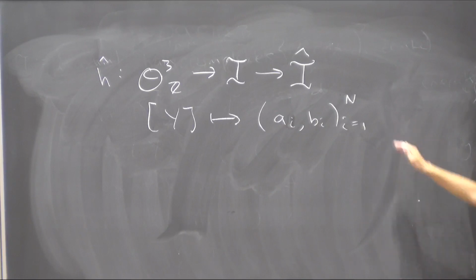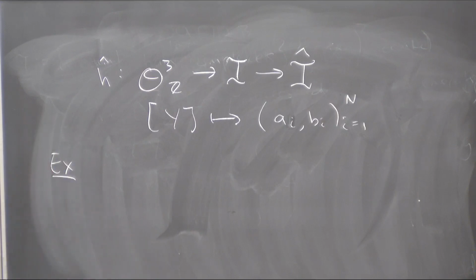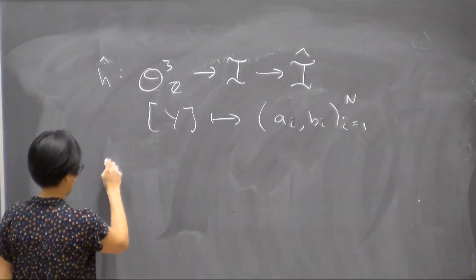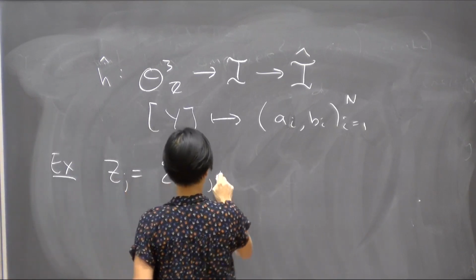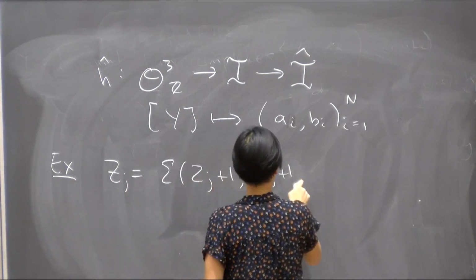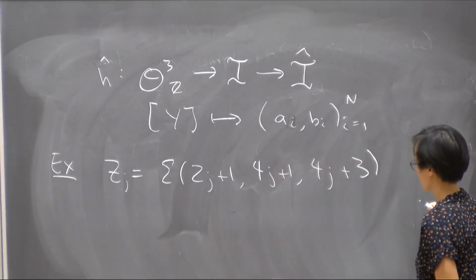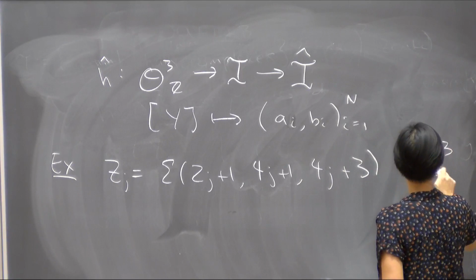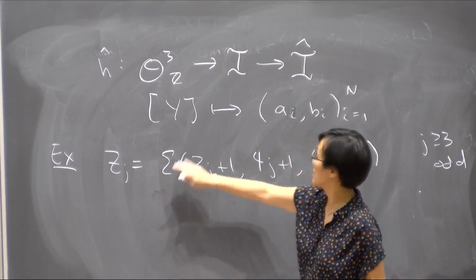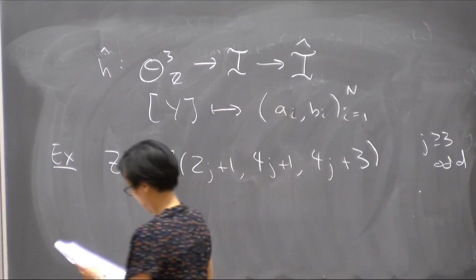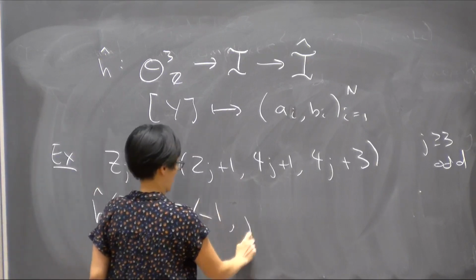So let me give you some families of examples. Let the manifold Zj be the Brieskorn homology sphere Sigma(2j+1, 4j+1, 4j+3). Let's say j is at least 3 and odd. Then the sequence associated to this 3-manifold via this homomorphism, h hat of Zj, is just minus 1, j.